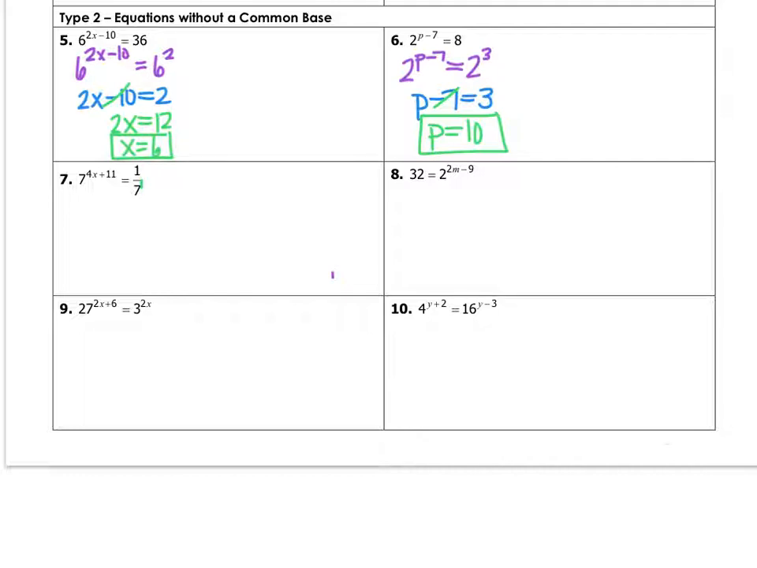It's in the denominator. So what can I do to go to the other side? So if it's in the denominator, move it to the numerator. Or if it's in the numerator, move it to the denominator.